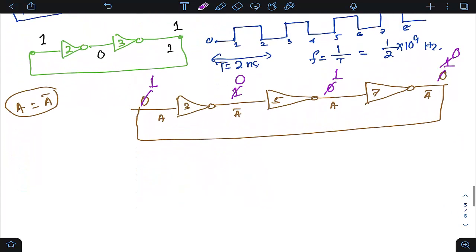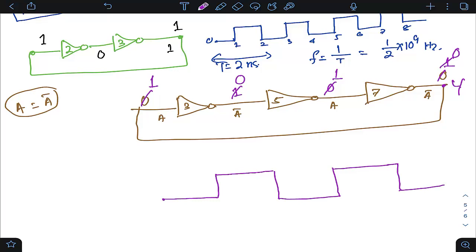So if I'm asking you to draw the waveform of this point, let's say which is y. So y is 0 initially. So this 0 will be continued like this. Up to how much time? Up to the delay of these three gates. The delay of these three gates is 15 nanosecond. So initially it is 0 for 15 nanosecond. This will be continuing at 0. At 15 nanosecond, this will change from 0 to 1. And again, it will go from 1 to 0 and 0 to 1 and like this. So this is again a square waveform.